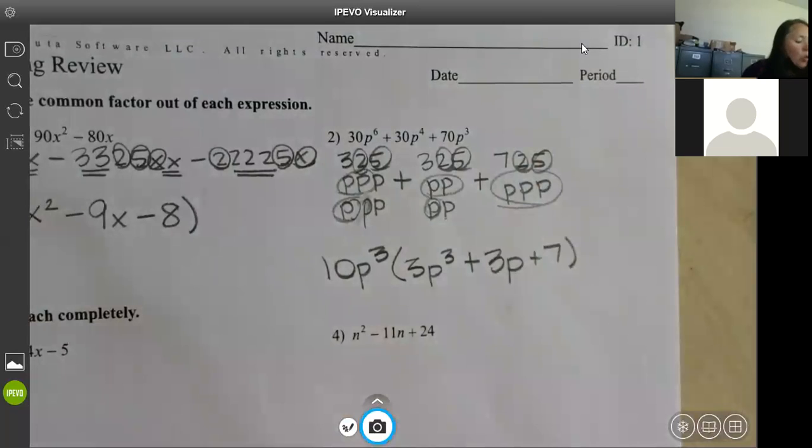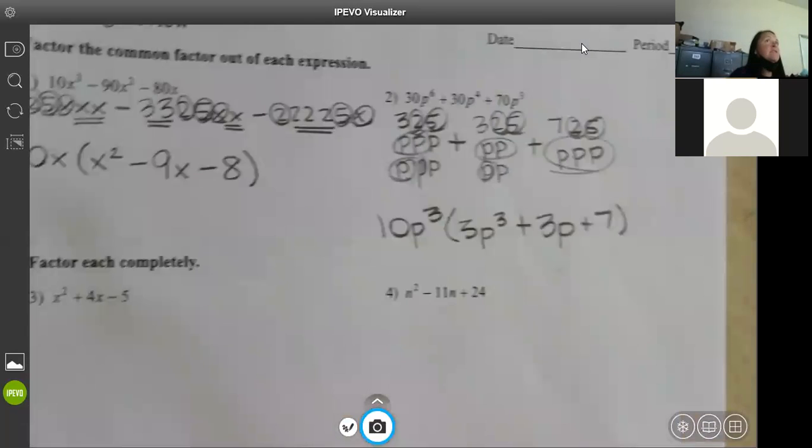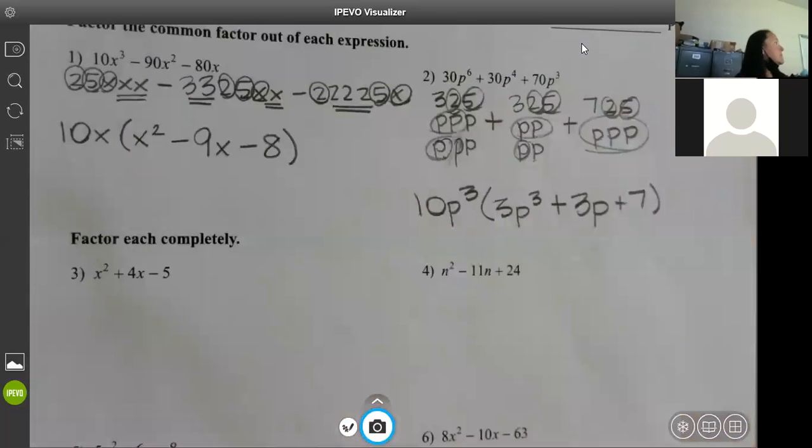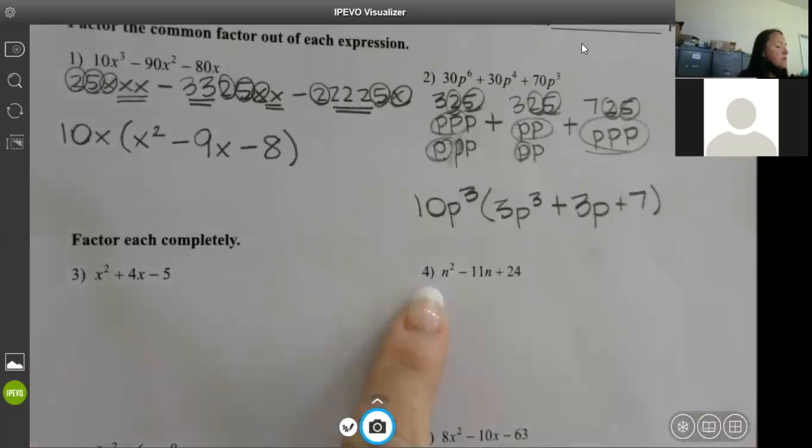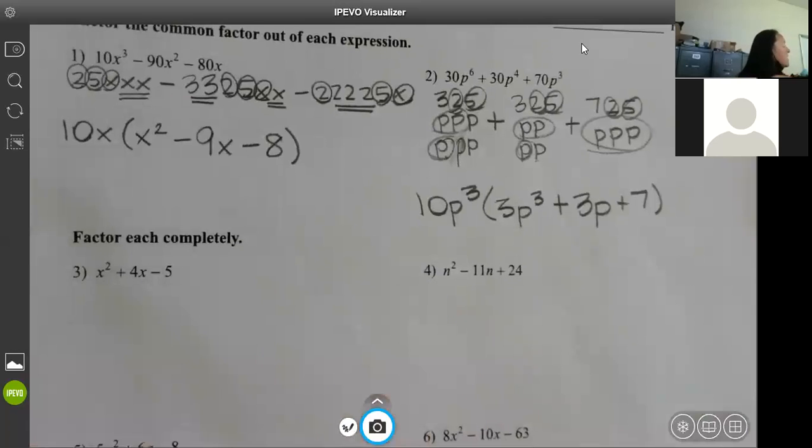All right. One more time. Your test looks almost identical to this. Okay. 1 and 2, you're just going to do GCF, just like we just did. Okay. 3 and 4 are 3 terms. There's no number in front, so both of these are cheater methods. Okay. Guess what's going to happen on your test? Cheater method on 3 and 4. Everybody got it? So they work exactly the same way.